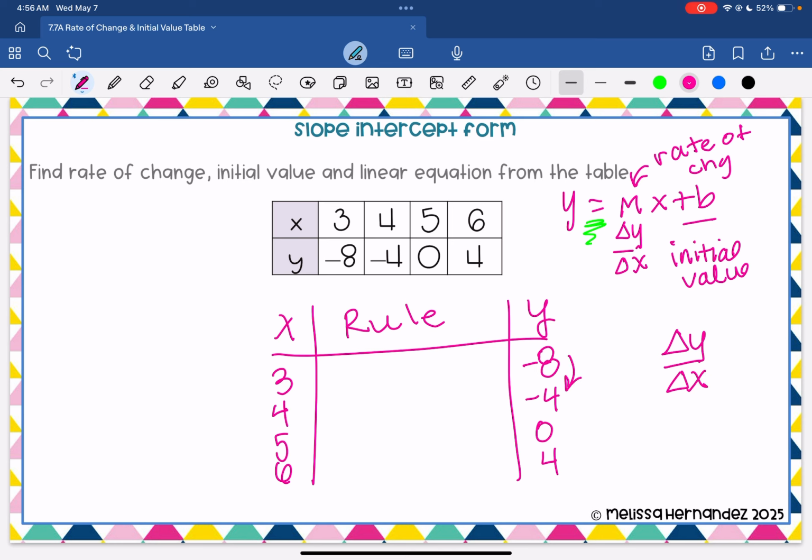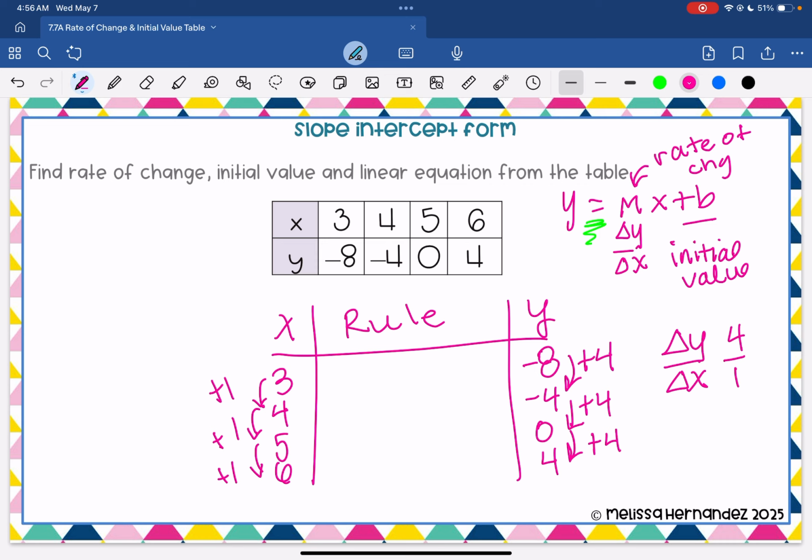So -8 to -4 is +4. From -4, I want to get to 0. That would be +4. How does 0 become 4? +4. Now I'm going to go to the left side and find all my change in x's, which I can see is +1 every time. Just remember, it's change in y over change in x. So the way you can mess it up is flip it.